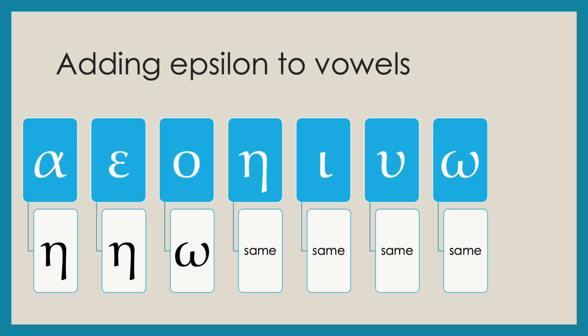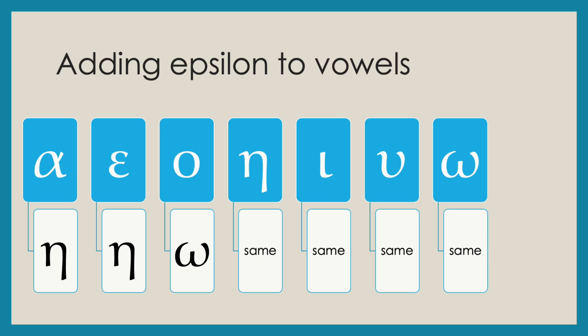So here are the rules for when you are adding an epsilon onto a vowel at the beginning of the word. If you add it to an alpha or an epsilon, it's elongated into the long vowel sound A, the eta. And this is why it's important to learn the difference between short and long sounds. Apart from how they actually sound when we say the word, there are different rules for how we change them for the imperfect and aorist tenses.